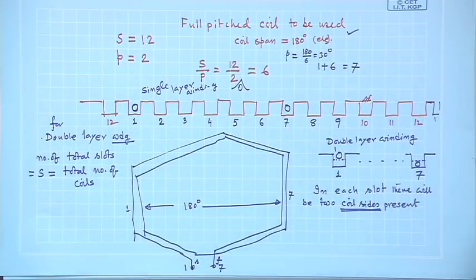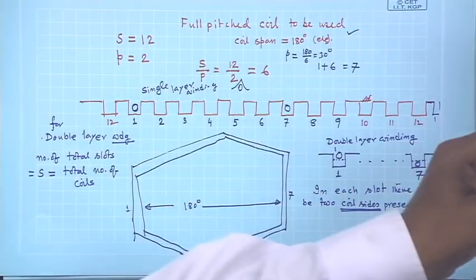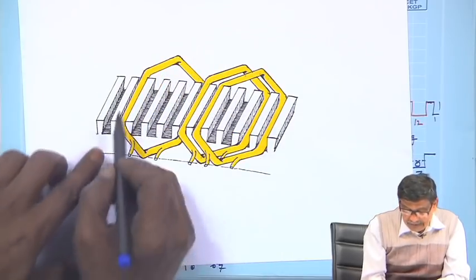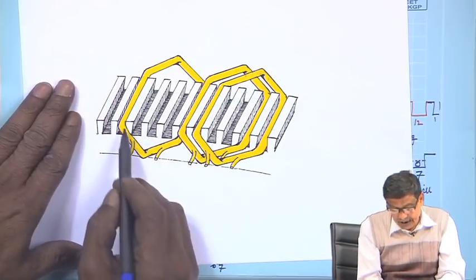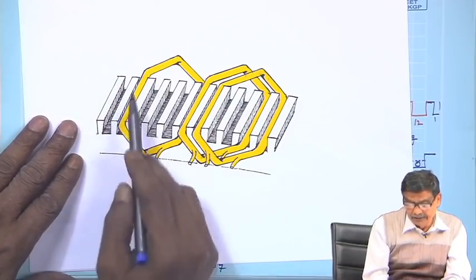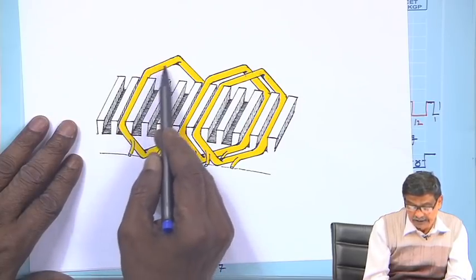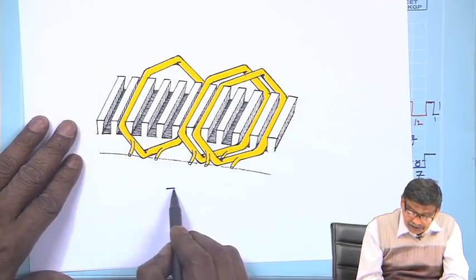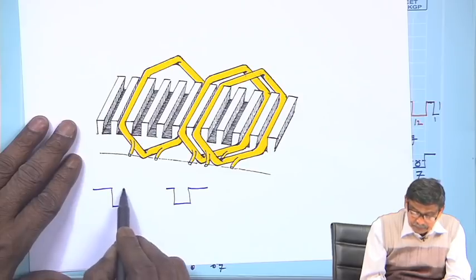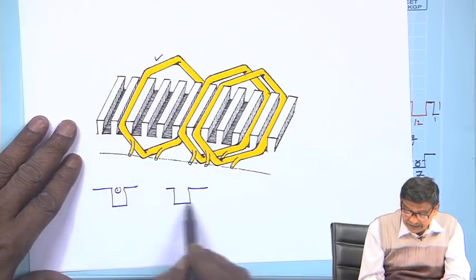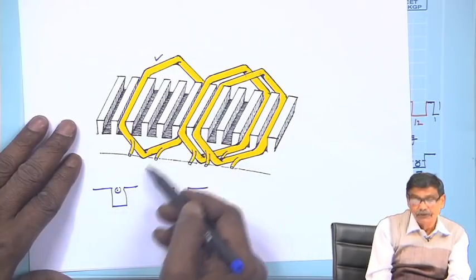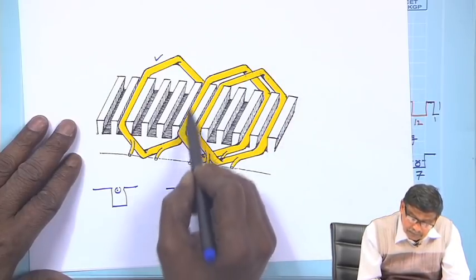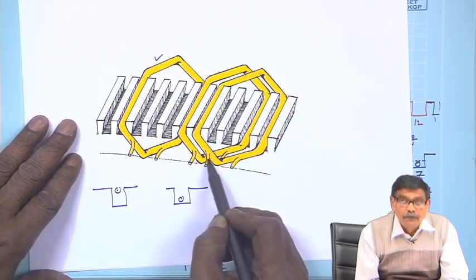So, it will look like this diagram. If you look at it, these are the slots, this is one coil, and its start is at the top. In three dimensions, if you look at this diagram, this is the starting coil side and its finish comes out from below. This coil here, its return is here, you can physically see below this. Similarly, this coil is another separate coil, and its return is from below.